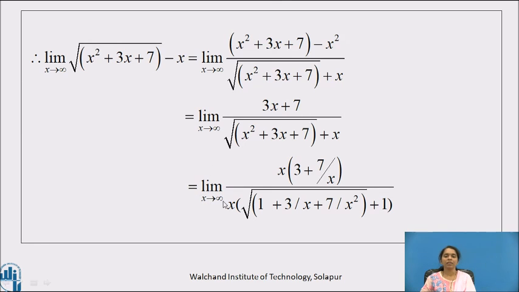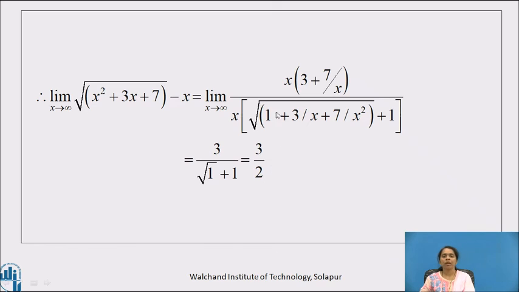Therefore, limit x tends to infinity, taking x common from numerator as well as denominator, we will solve it as numerator 3 plus 7 by x, denominator x common in bracket under root of 1 plus 3 by x plus 7 by x square bracket complete plus 1. So cancelling out x and putting limit x equal to infinity, we get 3 upon under root 1 plus 1, which is 3 by 2 simply.